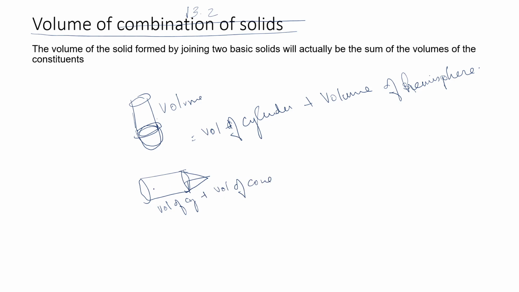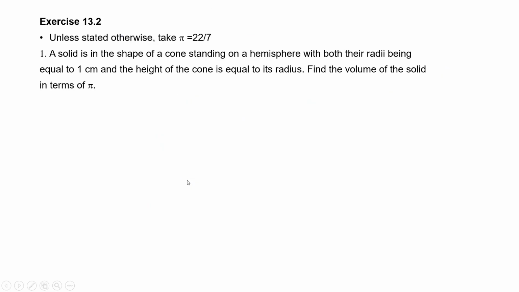Volume means what we can keep inside that. If you are keeping something, water or an object, how much we can fill in that is the volume, right? So if this is a combination of these two objects, then we can fill here also, fill here also. Then you have to add the volume of both, that will give the total volume. That's it. Okay, now first question.